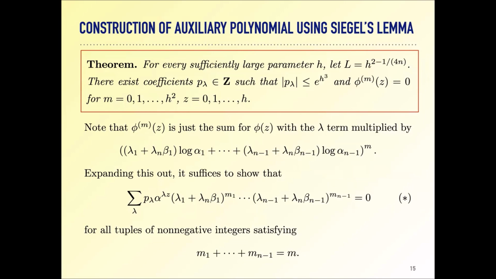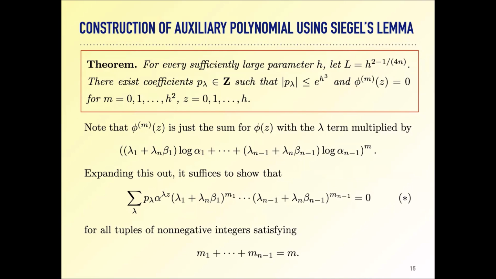But hopefully I'll convey enough of the flavor of it. So for every sufficiently large parameter h, we're going to choose our degree cleverly to be slightly less than h squared. And I just want to point out that it's our linear dependence of the alpha i's that's allowing this exponent to be less than 2.